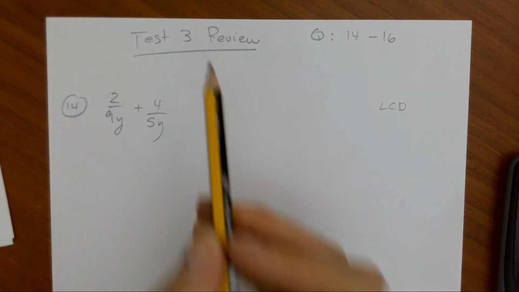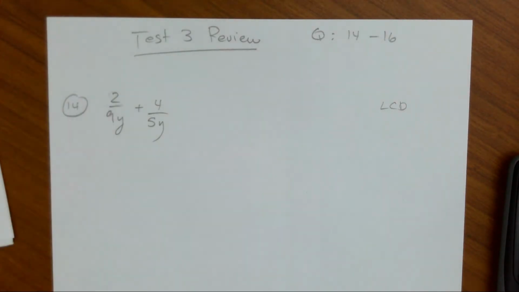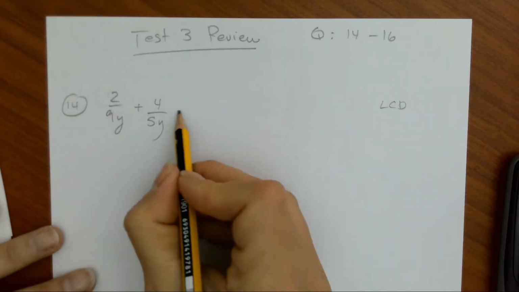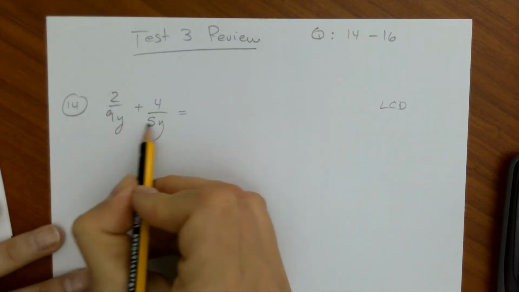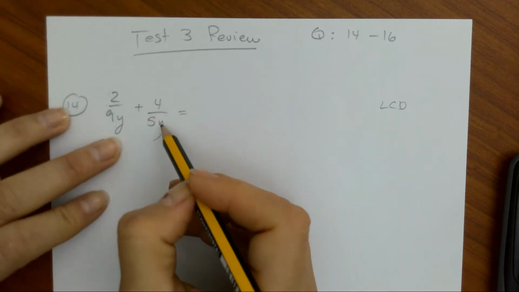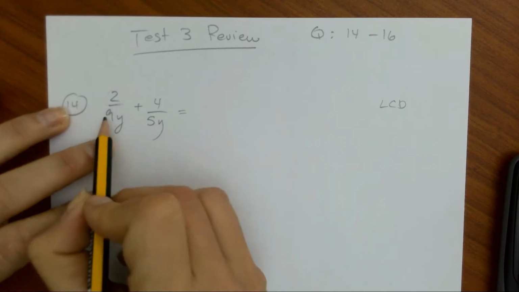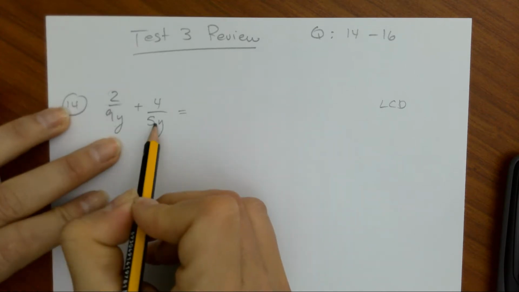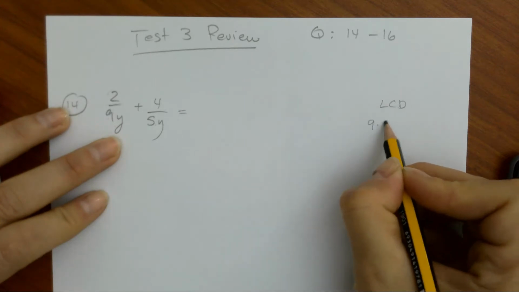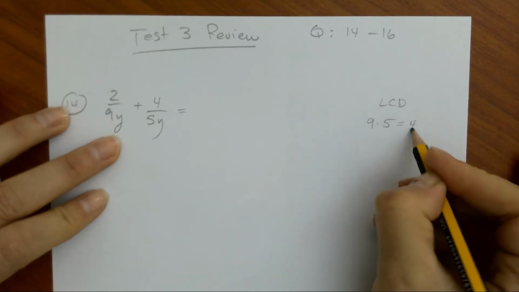Okay, so this is test review, questions 14 to 16. So I have to add these rational expressions, and you can see right away that they don't have a common denominator. Here, this has a y and this has a y, which makes it easier, but I have a 9 and a 5, and they're different, so I need to make a common denominator. Because they're small numbers, I can just go 9 times 5 equals 45.